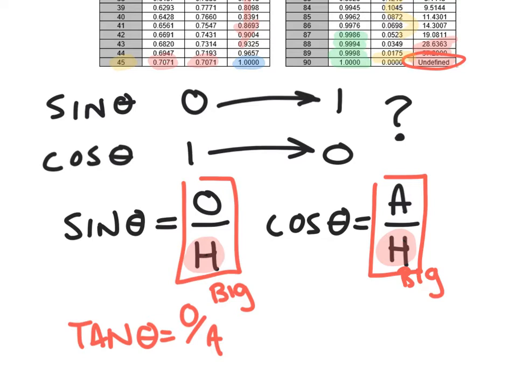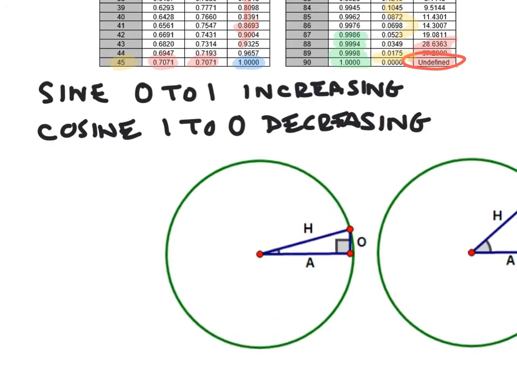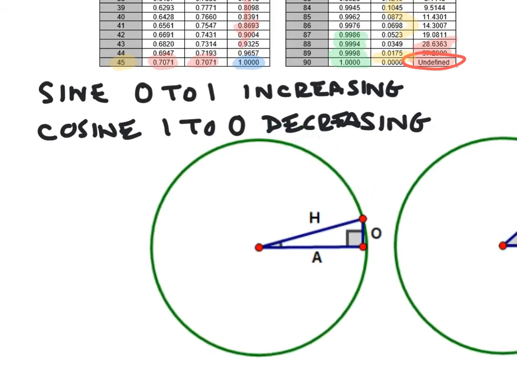Let me do my best to now explain why. We know now that it's 0 to 1 because the hypotenuse is bigger than the opposite, but why would sine go from 0 to 1, in other words, increase as the angle gets bigger? Why would cosine go from 1 to 0, in other words, decrease as the angle gets bigger? This little diagram that I have down below here might help us out a little bit with this.